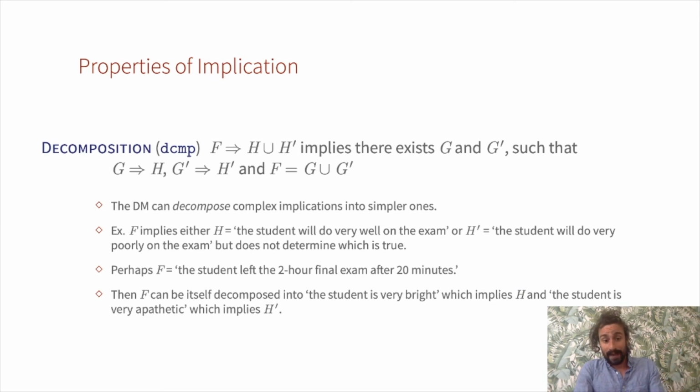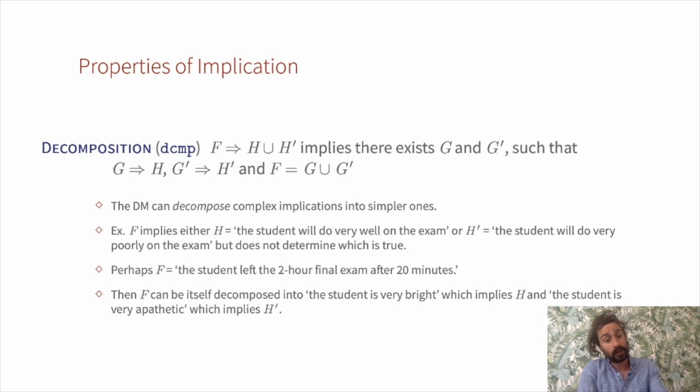Now, what I'm asking is that F can be decomposed into two separate things, one which implies H and one which implies H prime. So maybe F, something that could imply these two things but doesn't tell you which one is true, is maybe the student left this 2-hour final exam within 20 minutes. And then we can decompose this into two reasons or two kinds of events which cause F to happen.